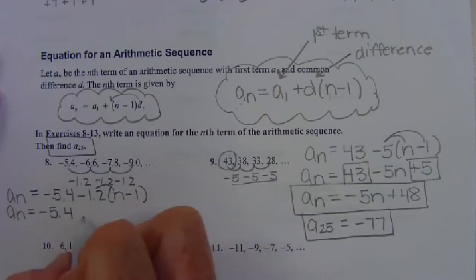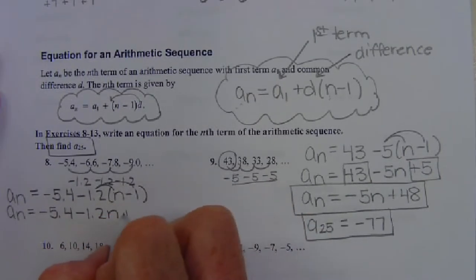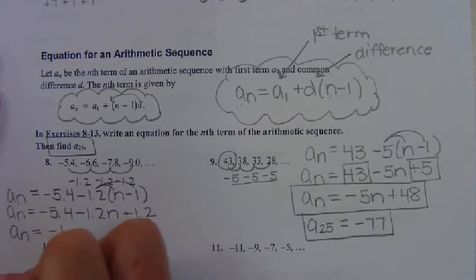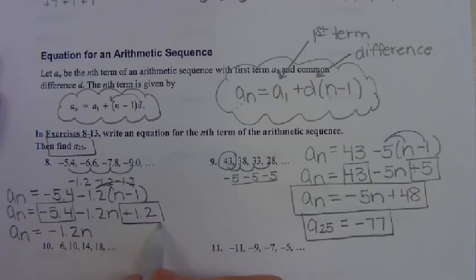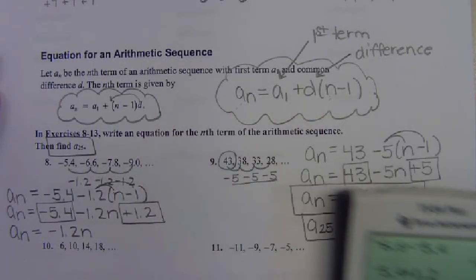I distribute here, negative 1.2n. That times negative 1 is a positive 1.2. I then keep my negative 1.2n, and I'm going to combine those two like terms. If you cannot do that in your head, you get out your calculator, punch them out, and that turns into negative 4.2.